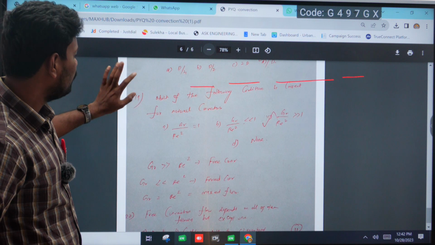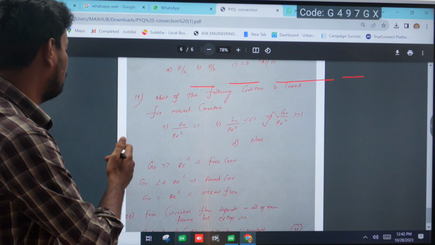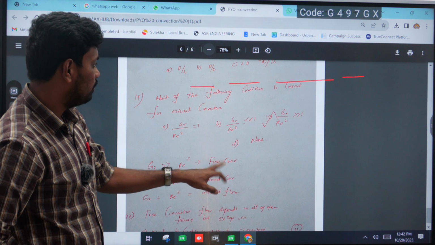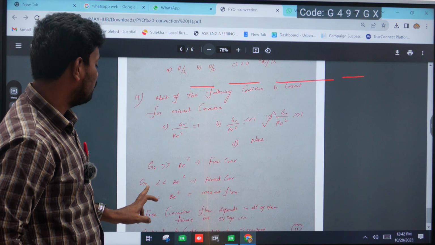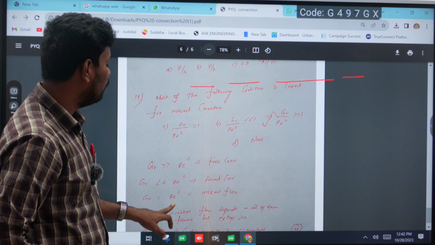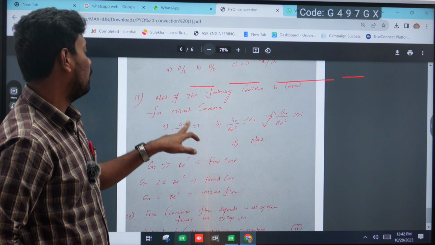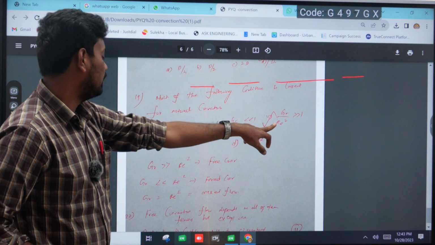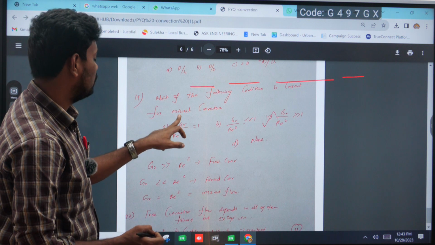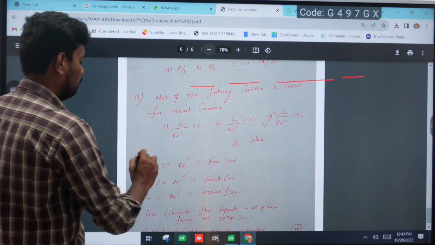Next, which of the following conditions is correct for natural convection? These 3 things you remember. Grashof number greater than Reynolds number square is free convection, and if the Grashof number is lesser than the Reynolds number, then that is forced convection. If Grashof number is equal to Reynolds number, then that is mixed convection. For natural convection, Grashof number by Reynolds squared is greater than 1. Natural convection or free convection, both are same, so this is the answer. These 3 things are important to remember.